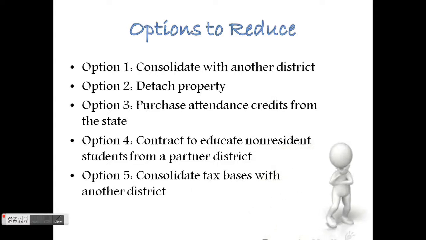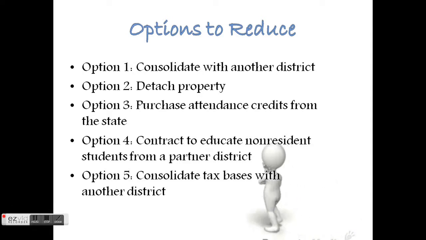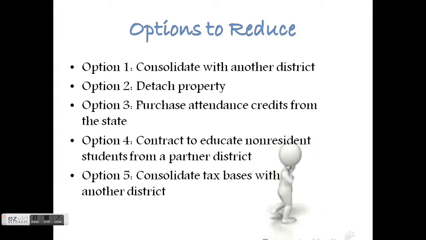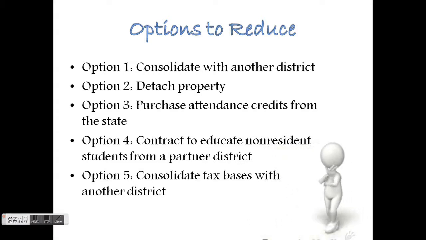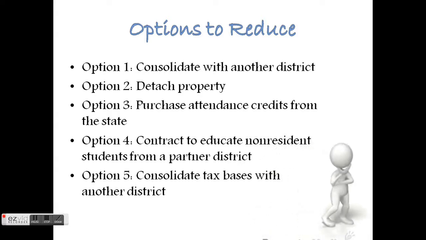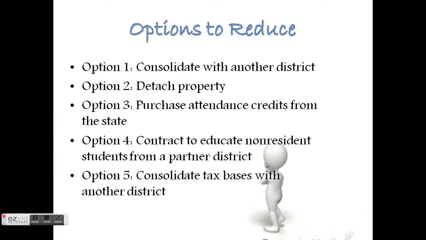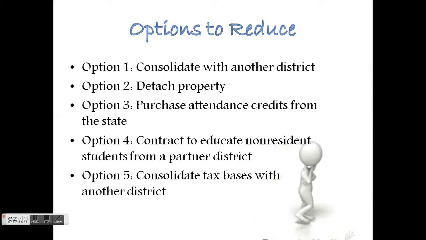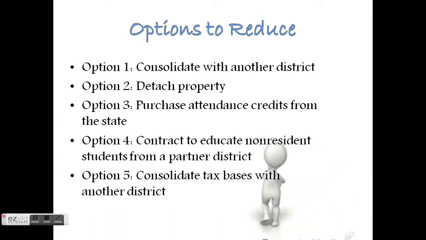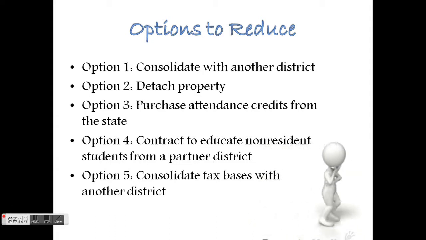Now we're looking at the options that Chapter 41 districts have to choose from. Option 1 is to consolidate with another district. Option 2, detach property. Option 3, purchase attendance credits from the state. Option 4, contract to educate non-resident students from a partner district. Or option 5, consolidate tax bases with another district.